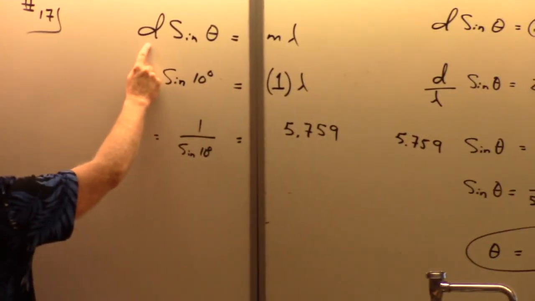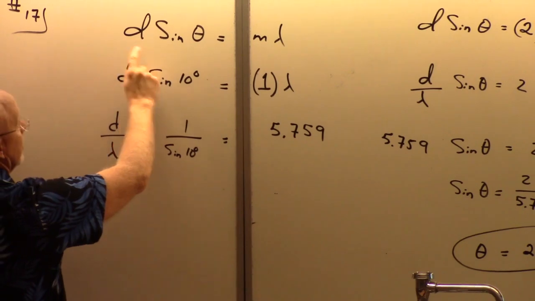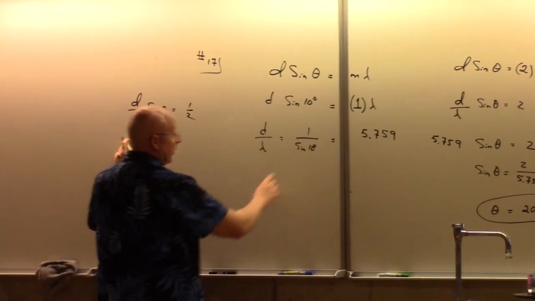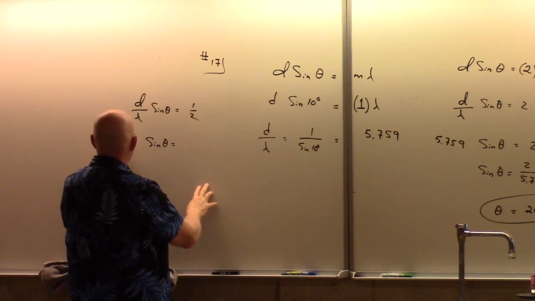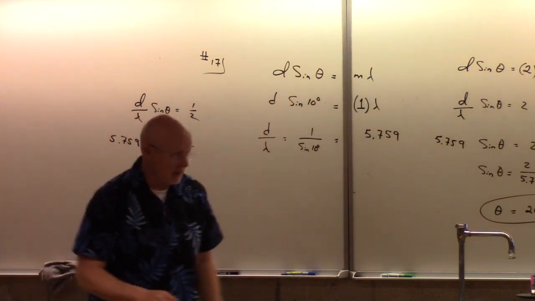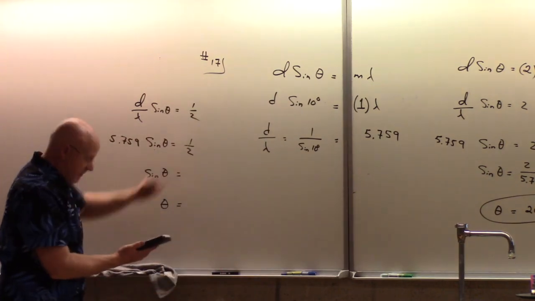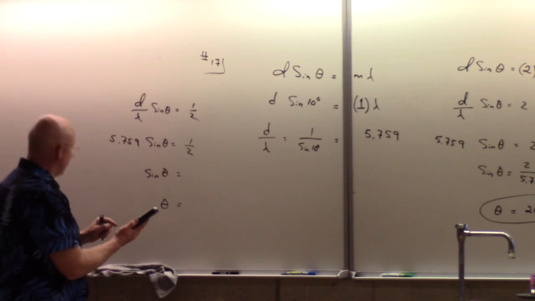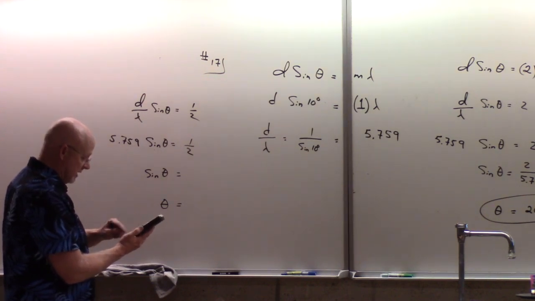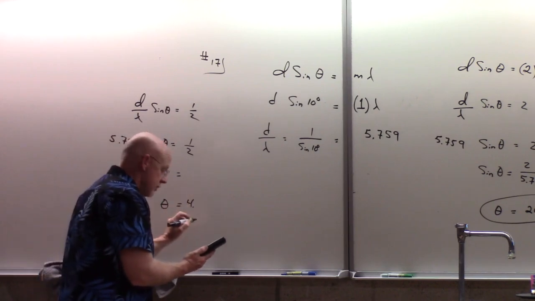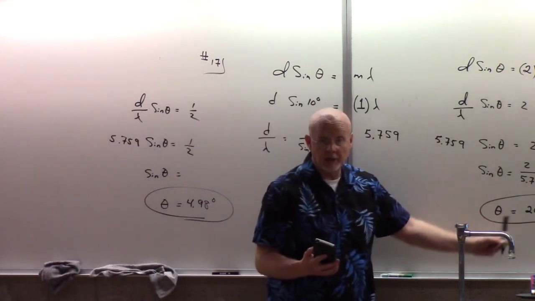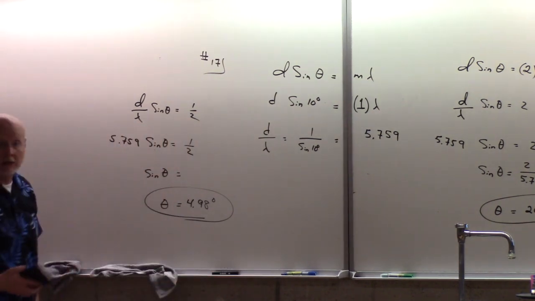We would have the same equation, d over lambda sine theta equals 2 1/2. And so sine theta equals 1/2 divided by 5.795, and theta would equal that. So I'm going to take my 1/2, divide it by 5.795, then go inverse sine, and sure enough, it is roughly half of 10 degrees. And so like we mentioned, you would expect it to have doubled for the second order. Here I expect it to cut in half.